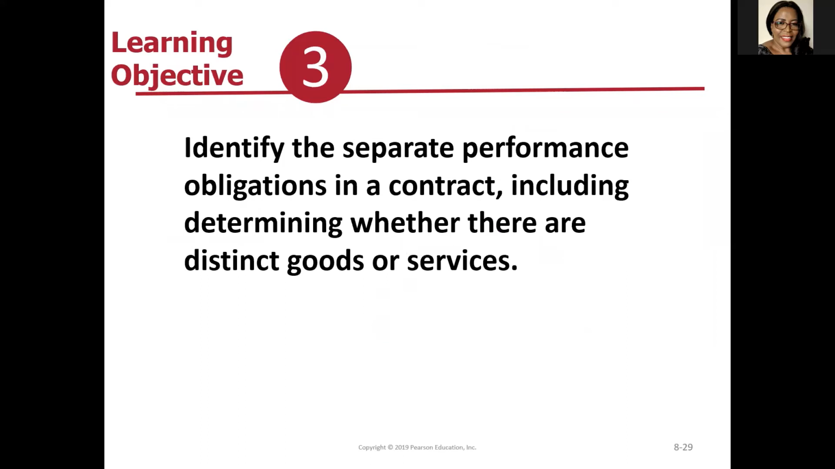So our next objective 3, identify the separate performance obligation in a contract, including determining whether there are distinct goods or services.